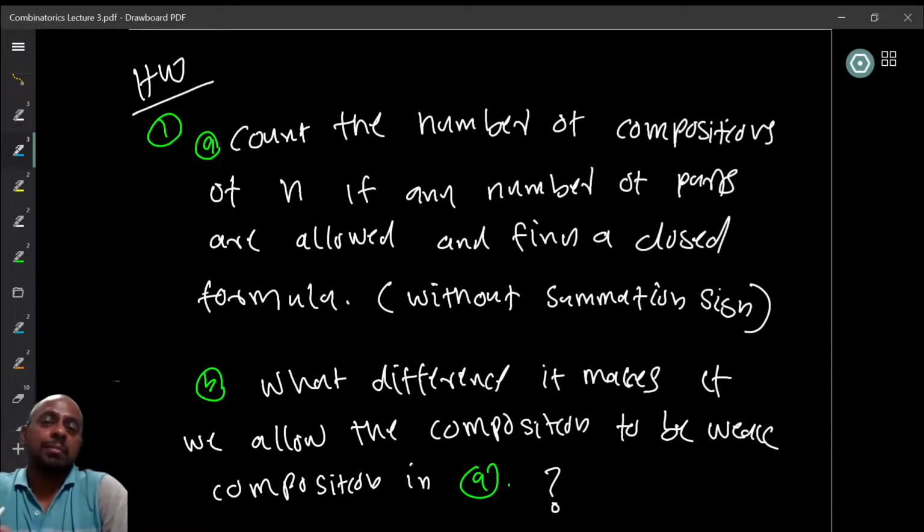So you can do the summation and give me the formula, or find another way to find it directly. Whichever way you want, you can do it. And the second part of the question is: what difference does it make if we allow weak compositions? In the first part, we count the number of compositions of n and find the closed formula. Now the second question is what difference it makes to this closed formula if we allow weak compositions instead of compositions. So this is one question for you.